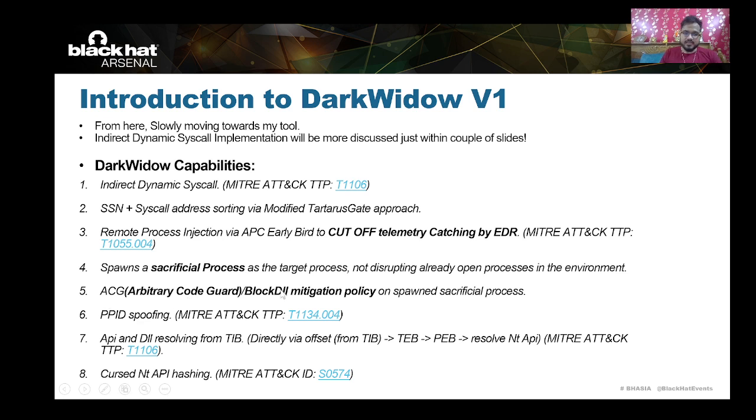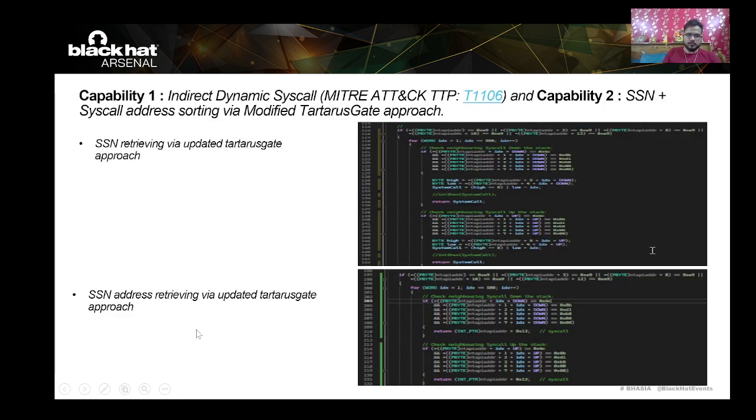the environment, SEG and block DLL mitigation policy on spawn process, PPID spoofing, API and DLL resolving from TIB, TEB, PEB, then resolves NT API, then cursed NT APIs are actually hashed. So the capability 1 and capability 2. So in this way the SSNs are actually retrieved, and this is the way SSN addresses.